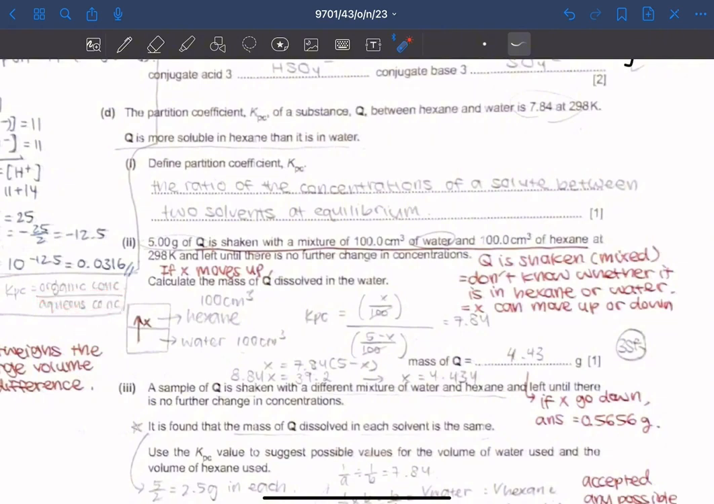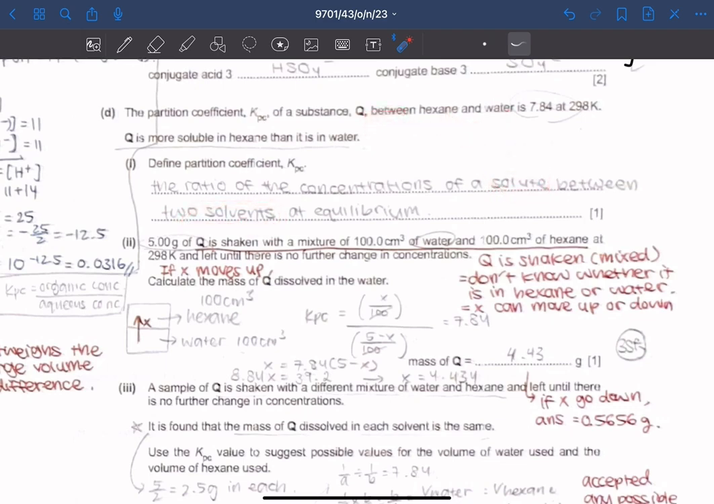So first for I, define partition coefficient KPC. This is usually something that you have to memorize. So KPC is the ratio of the concentration of a solute between the 2 solvents at equilibrium. The 2 solvents are hexane and water, and the solute is substance Q.